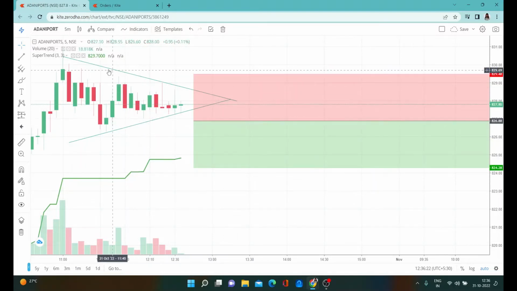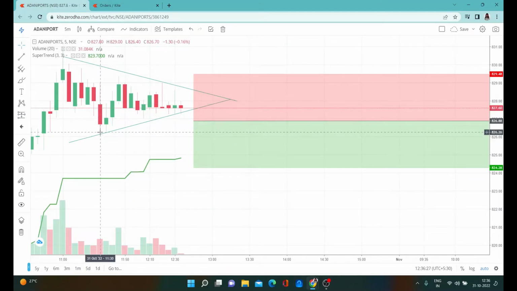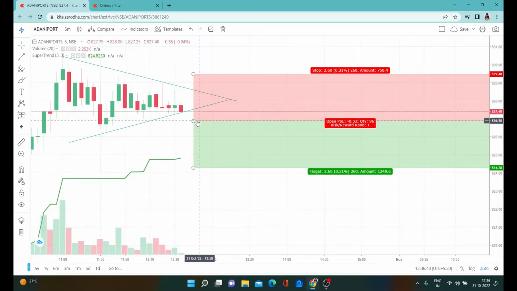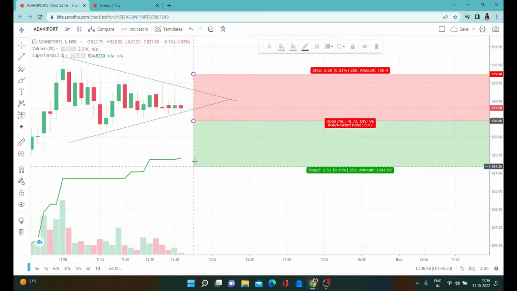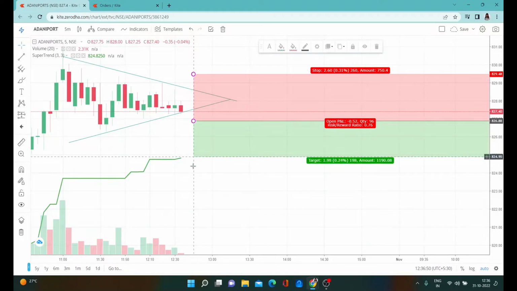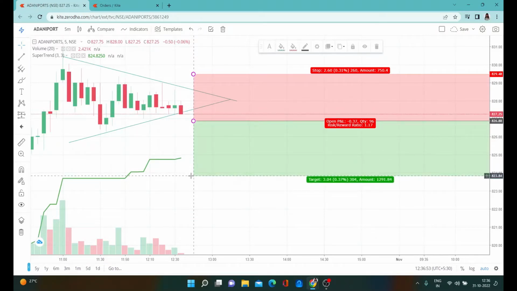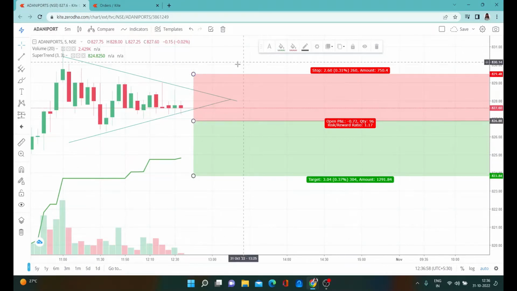And your target would be the length of this triangle, that is 829.9 to 826.2, which is more than 3 points, right? So it's better to take a target of 3 points to be on the safe side, making it 823.8. This should be our plan.